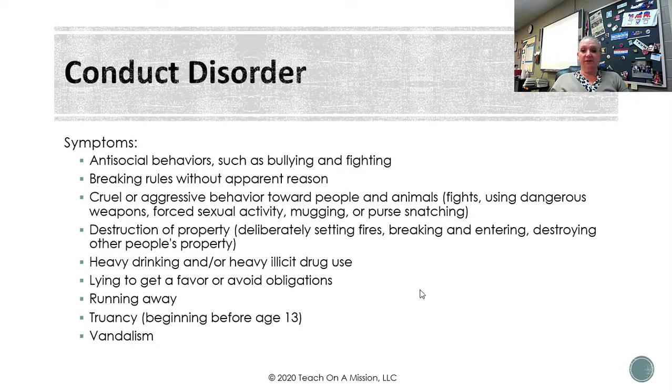Lying to get a favor or avoid obligations, running away, and truancy beginning before the age of 13. They're skipping school with frequency before the age of 13, and vandalism.